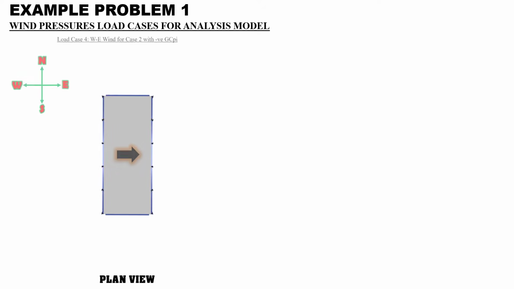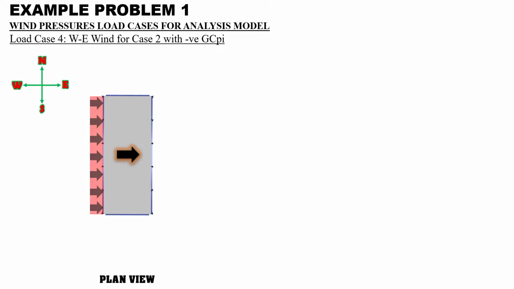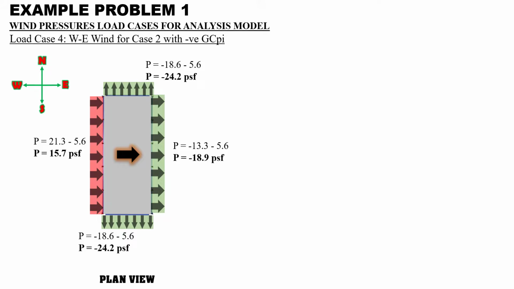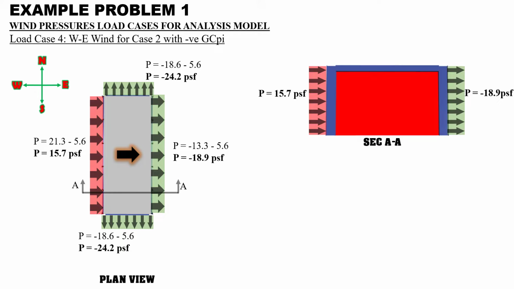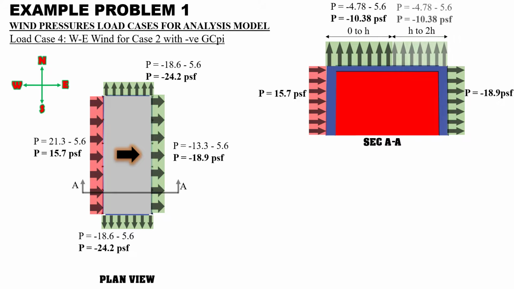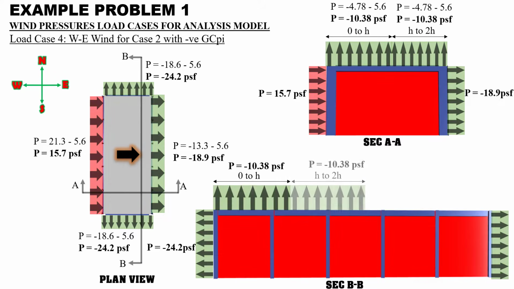Now for load case 4, wind is blowing in the same direction as case 2 with the negative GCPI. These are the pressures. This is the same as load case 2. The only difference is in the roof pressures. And this time also it is the same throughout the building width, same as in section B.